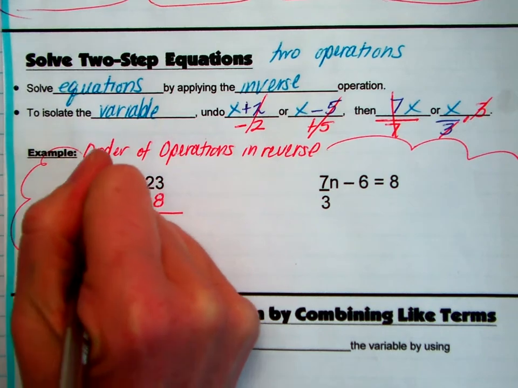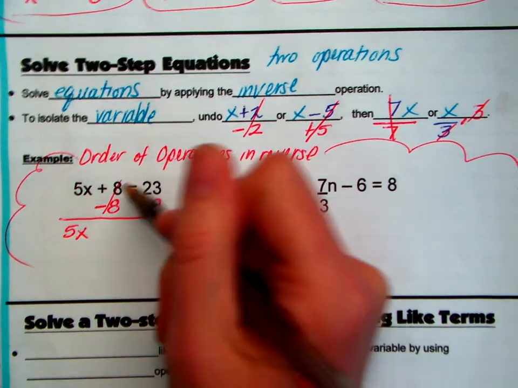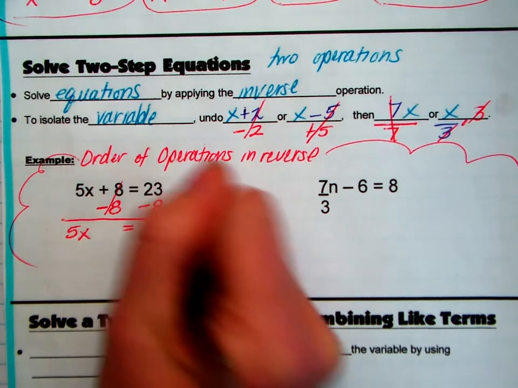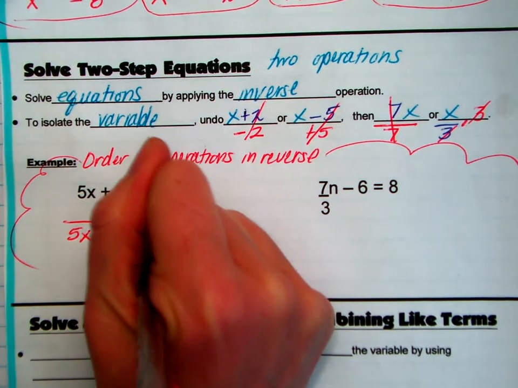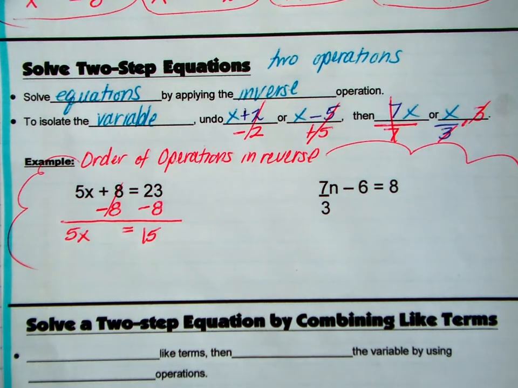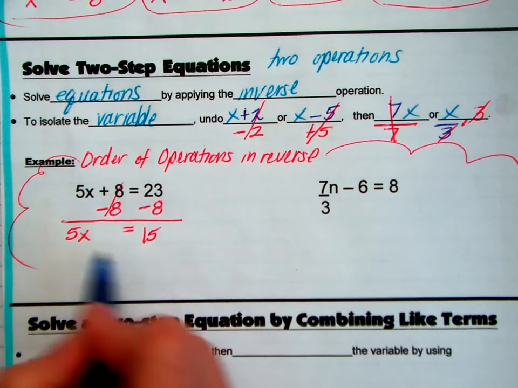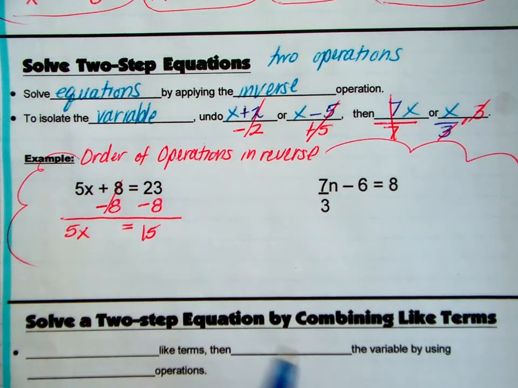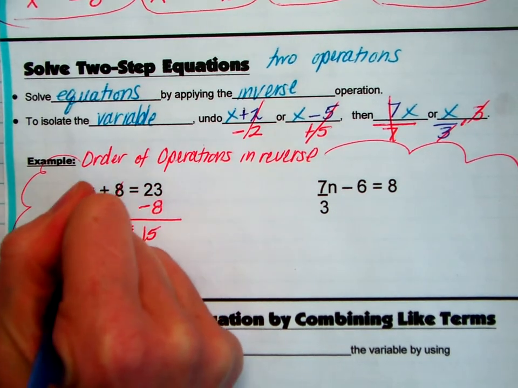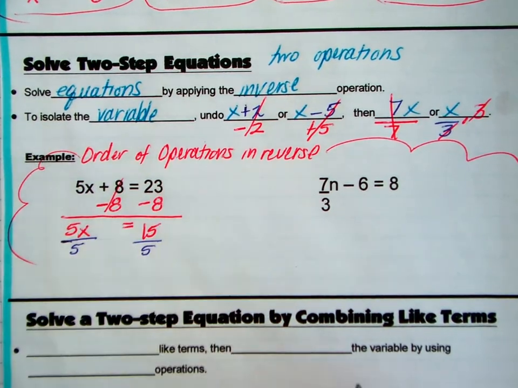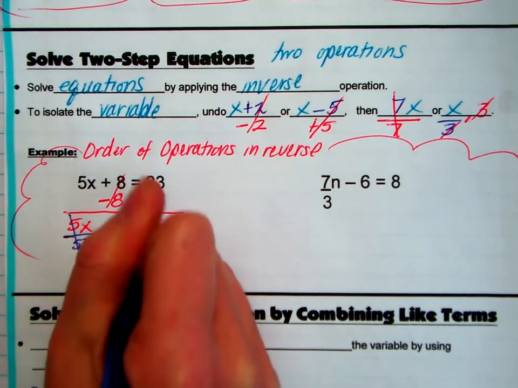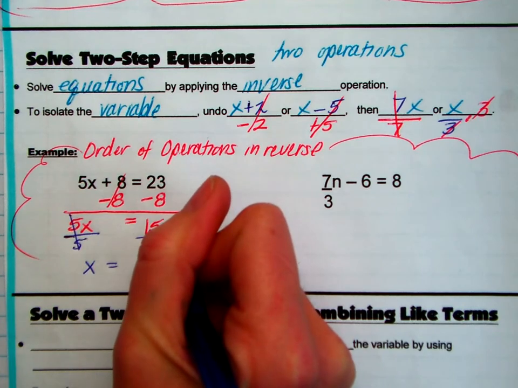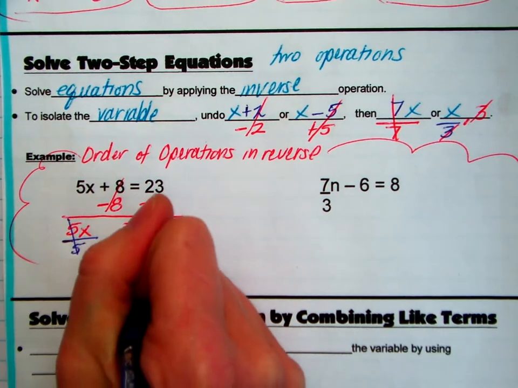5x was unaffected in that it's still 5x. The 8's cancel out, your equal sign comes down, and then you do 23 take away 8. That's 15. Now you have not finished. X isn't alone, and you don't know what just x is. In order to get x alone, I need to do the opposite of multiplication, which is division. Divide by 5 on both sides of the equal sign. That cancels out, so x finally lives alone. Your equal sign comes down, and now you do 15 divided by 5, which gets you 3.